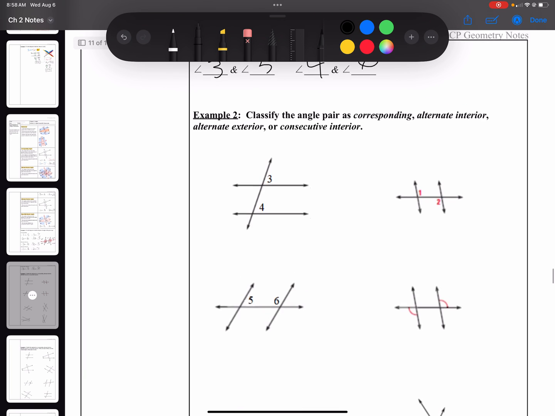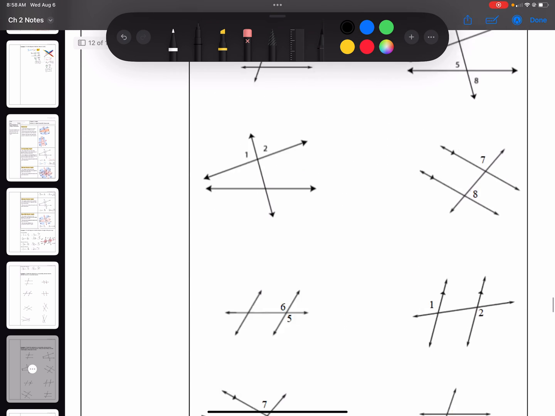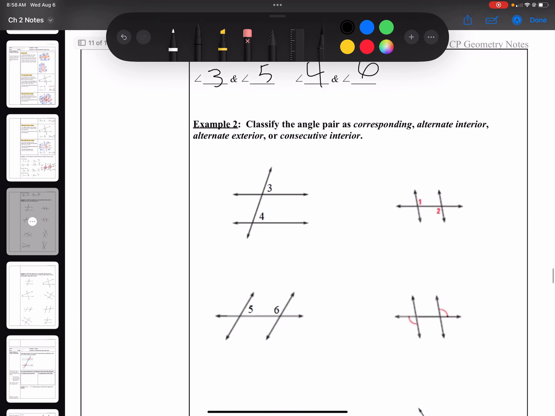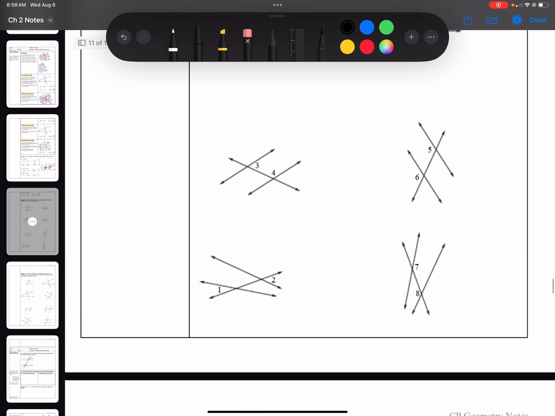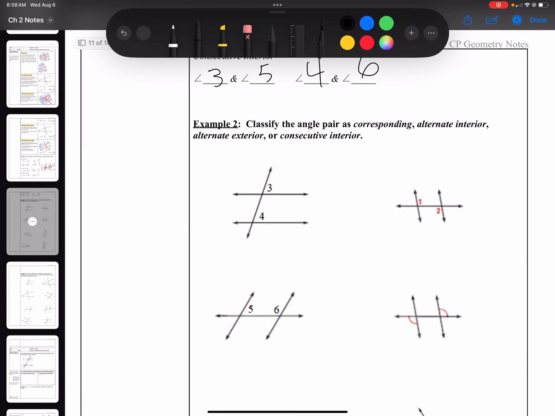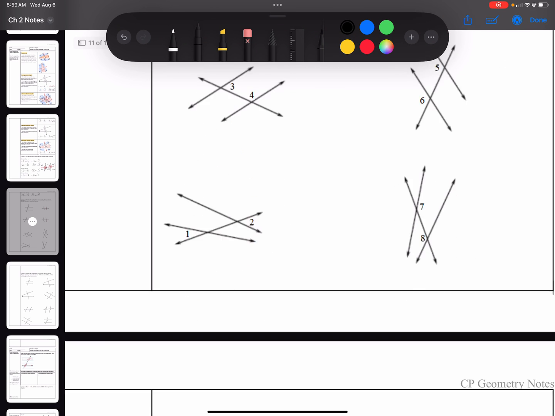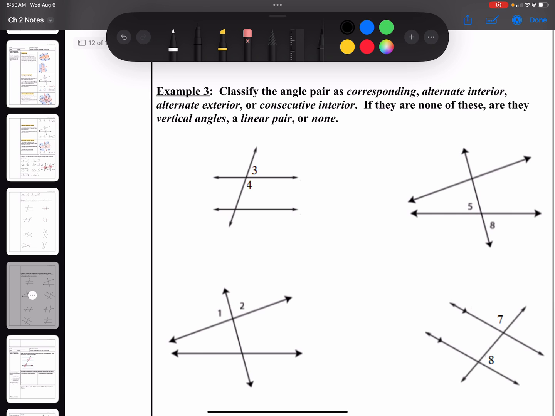Now, what I would like you to do is pause the video, and I want you to go through and identify all the remaining angle pairs in examples 2 or 3. In example 2, what I want you to do is just focus on classifying them as the new angles. Are they corresponding, alternate interior, exterior, or consecutive interior? Whereas in example 3, if they're none of the new angles, figure out maybe they're different types of angles that we've learned about. Maybe they're vertical angles or linear pair, or maybe they're none of the above. So try them out, pause the video. When you're done, unpause the video and check your answers.